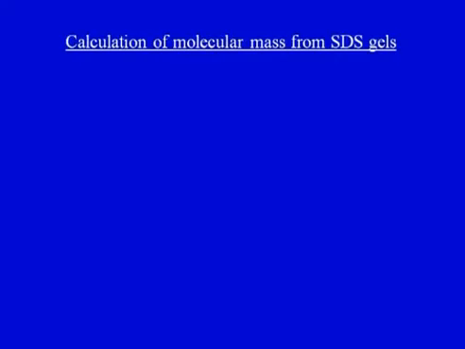SDS PAGE is widely used for, like we say, calculation of molecular mass. So, you can identify the protein and get some information about it. Now, molecular masses of proteins can be estimated by comparing the migration of proteins of interest to standards of known size.